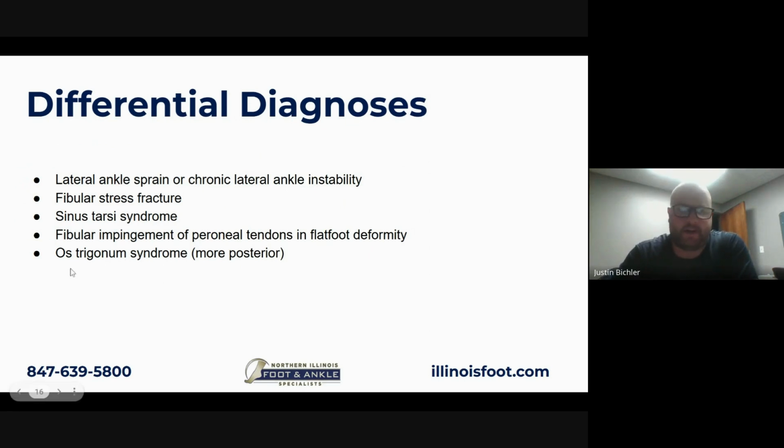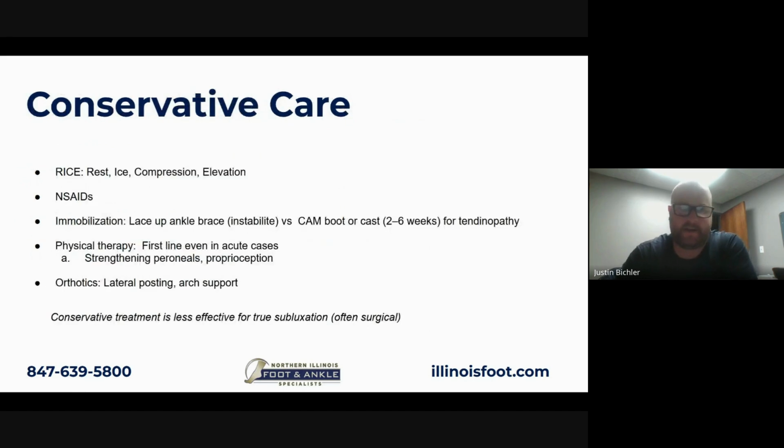Sometimes you see people with os trigonum symptoms or syndrome. They complain of deep ankle pain or lateral ankle pain. You get an X-ray and they've got this big os trigonum in the posterior ankle. And they have pain with dorsiflexion and plantar flexion of the FHL, the big toe, and pain to palpation of the posterior ankle joint along that os trigonum. So that's something to be mindful of as well. Sometimes it can be that.